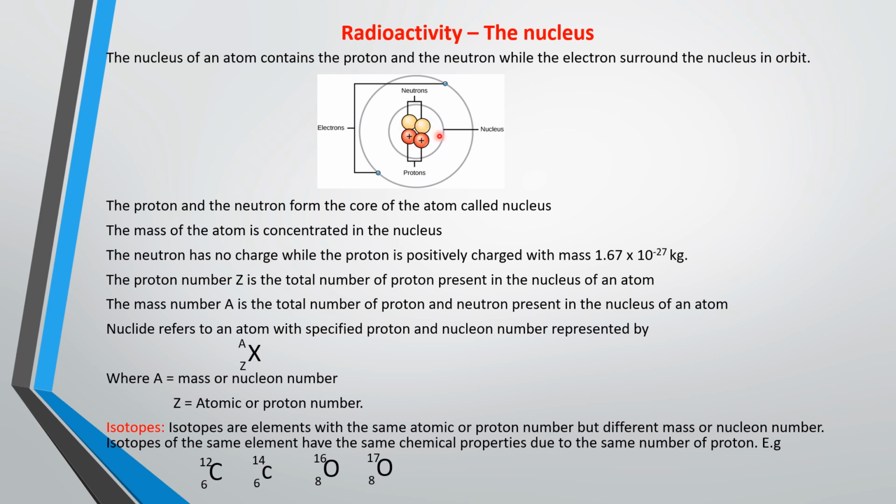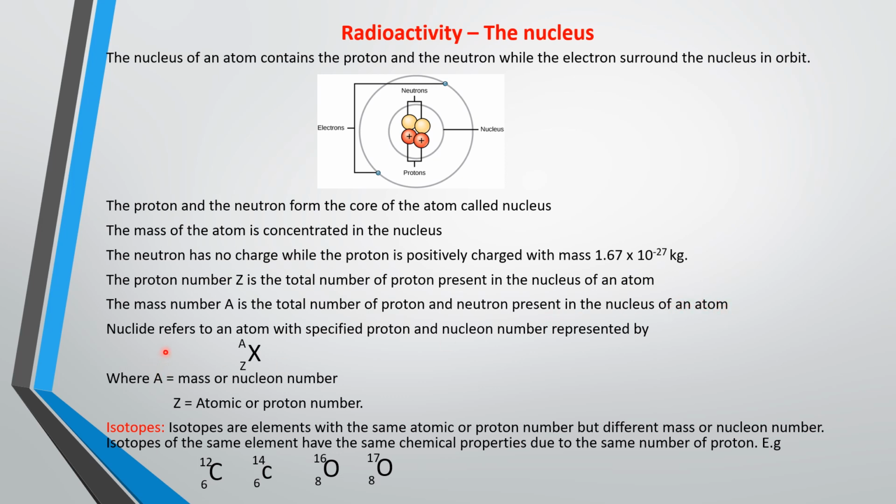The neutron, as I've said before, has no charge, while the proton has a positive charge. Okay, and because the proton has a positive charge, that is why the nucleus of an atom has a positive charge. Now, the proton number Z is the total number of protons present in the nucleus of an atom, while the mass number is the total number of protons and neutrons present in the nucleus of an atom. That is what I've discussed before.